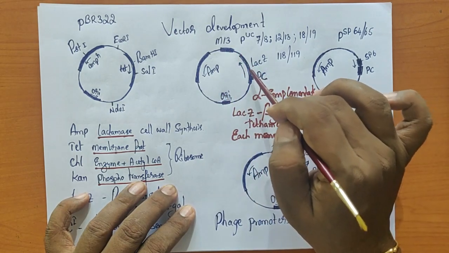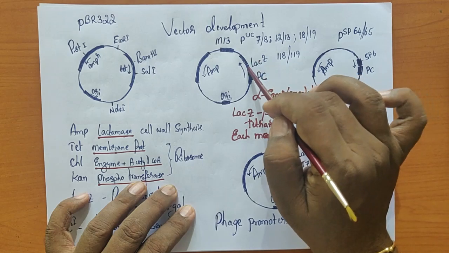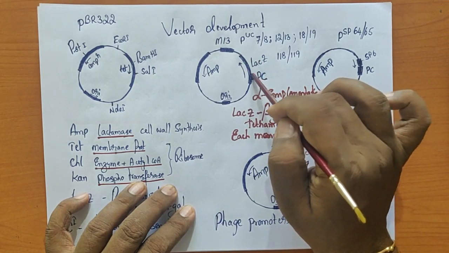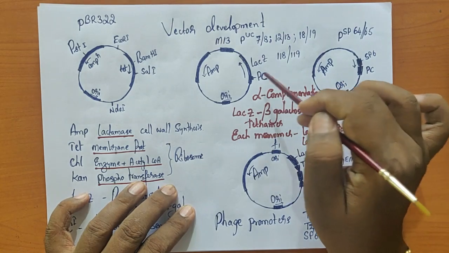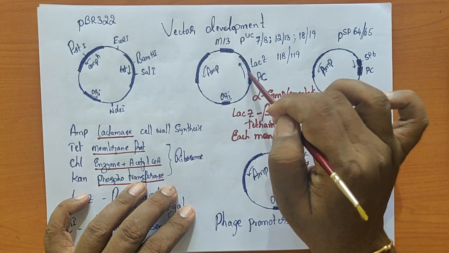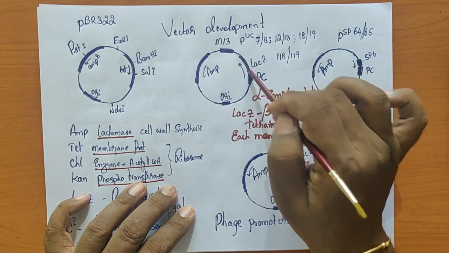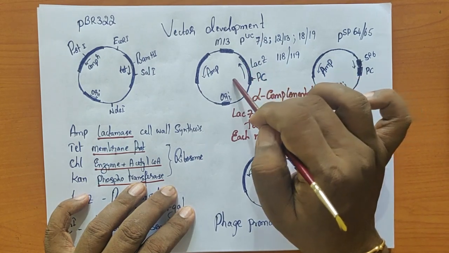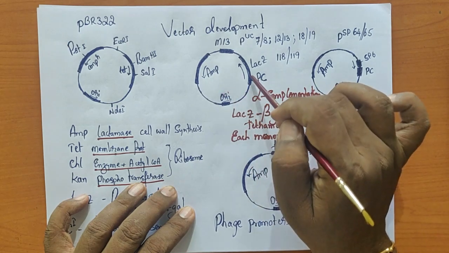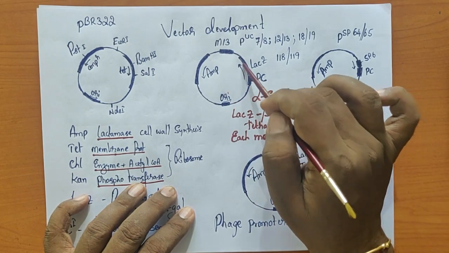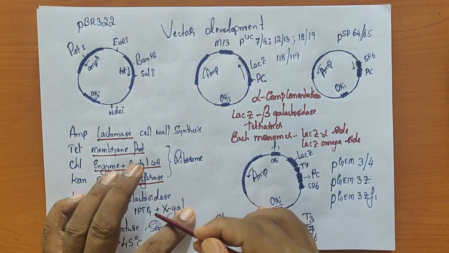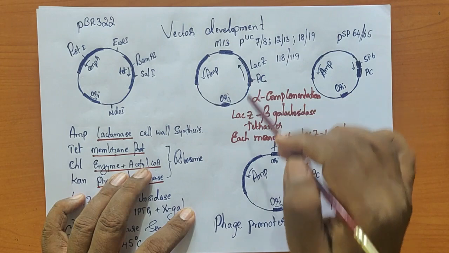So the white colony will tell us that, okay, now we have a clone. But now this particular clone is under the regulation of the LAC operon. That means whatever gene we have introduced is not going to be expressed immediately into mRNA and protein. So we can make them activate by introducing IPTG. So that is the advantage of that one.